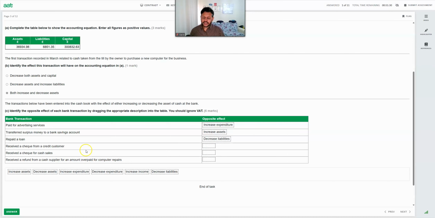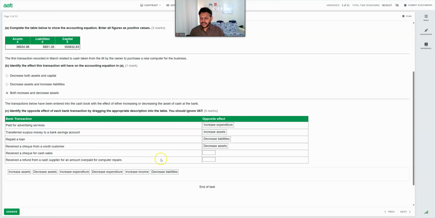Received a check from credit customer. Remember that credit customer is also my asset. If I receive a check, my asset will go down. Bank will go up, remember that. We are not looking at the bank. We're looking at the opposite. Opposite is the credit customer. They are my asset as well, so their balance is going down. So receive a check from the credit customer, that will decrease my asset, because I cannot say you are my asset anymore because you paid. So decreasing my asset.